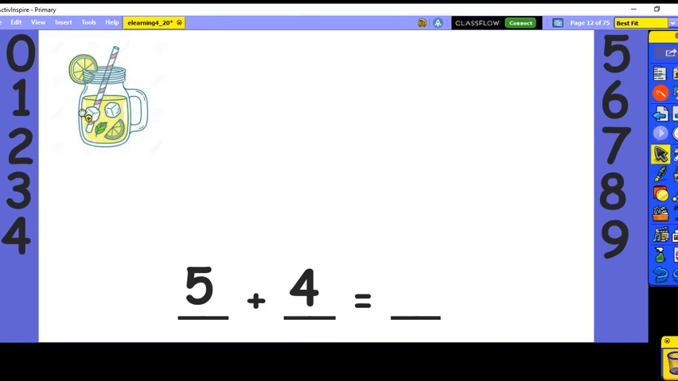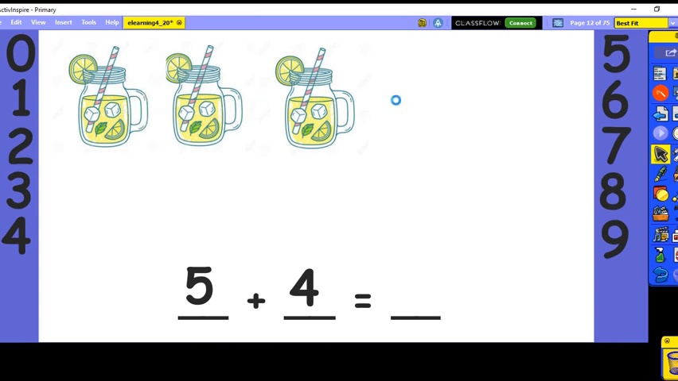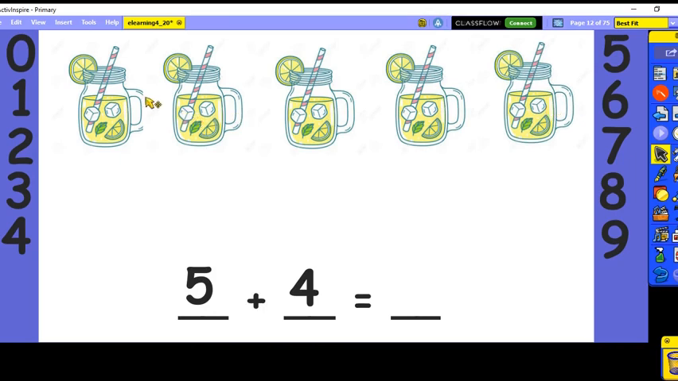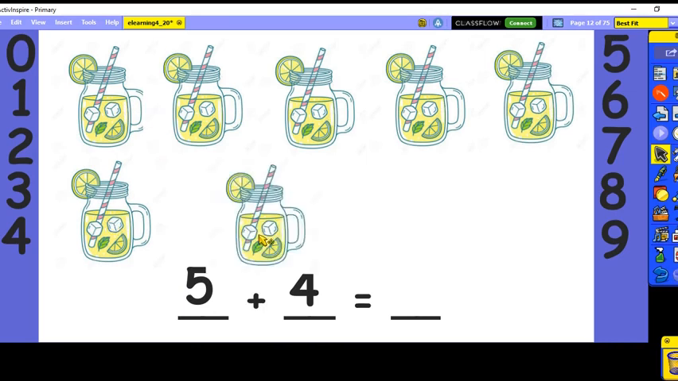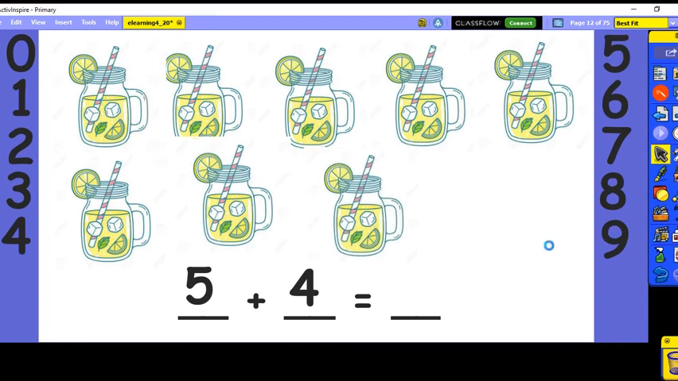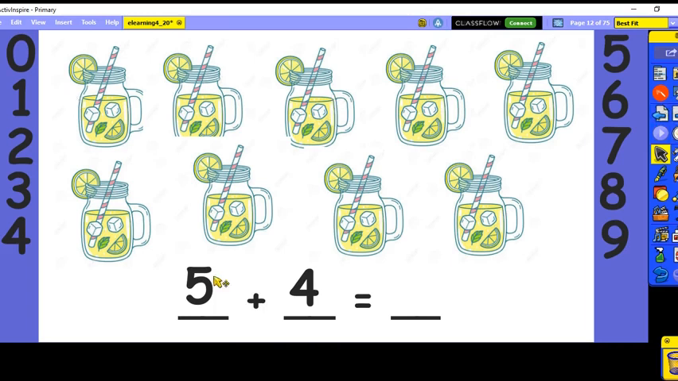So let's use our glasses of lemonade for counters. So 1, 2, 3, 4, 5. So here's the ones that we sold first. Now let's see. So that's 5. And let's do 4. 1, 2, 3, 4. Okay. So we can start with the biggest number and then we'll count up. 5, 6, 7, 8, 9. How many glasses of lemonade did we sell all together? 5 plus 4 equals 9.